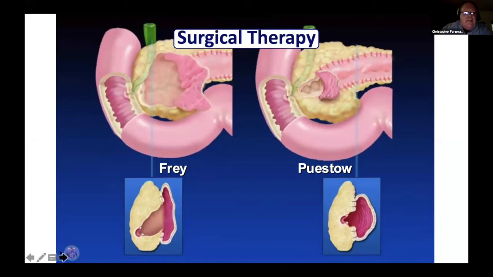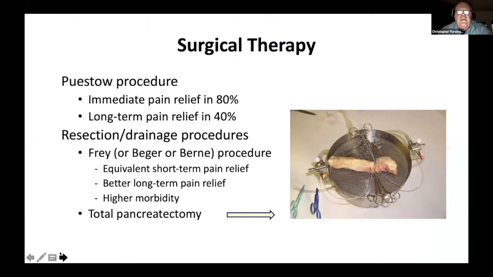We are starting to get a little bit more clinical data on the value and role of surgical therapy in chronic pancreatitis. We know that the Puestow procedure is actually fairly effective if you have carefully selected patients, but that over time the pain relief drops off, and these are averages. Immediate pain relief in maybe 80%, but it drops to half that over long-term follow-up.